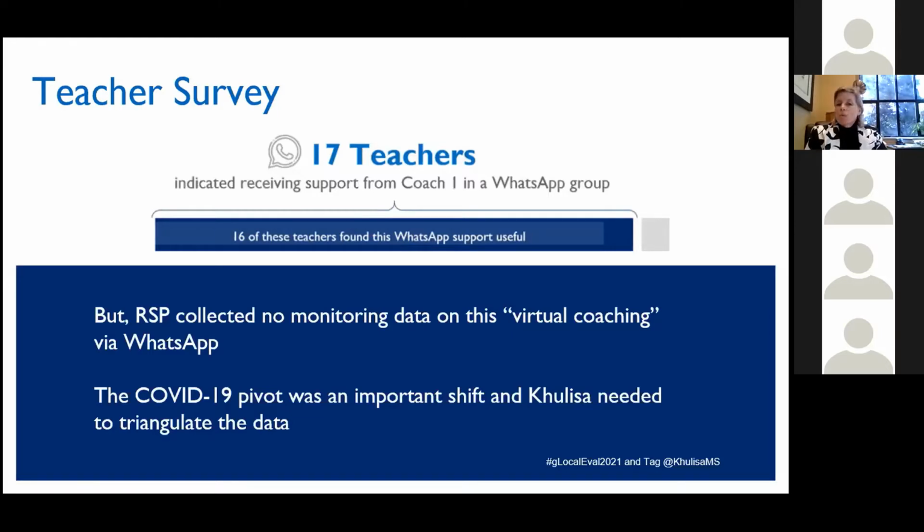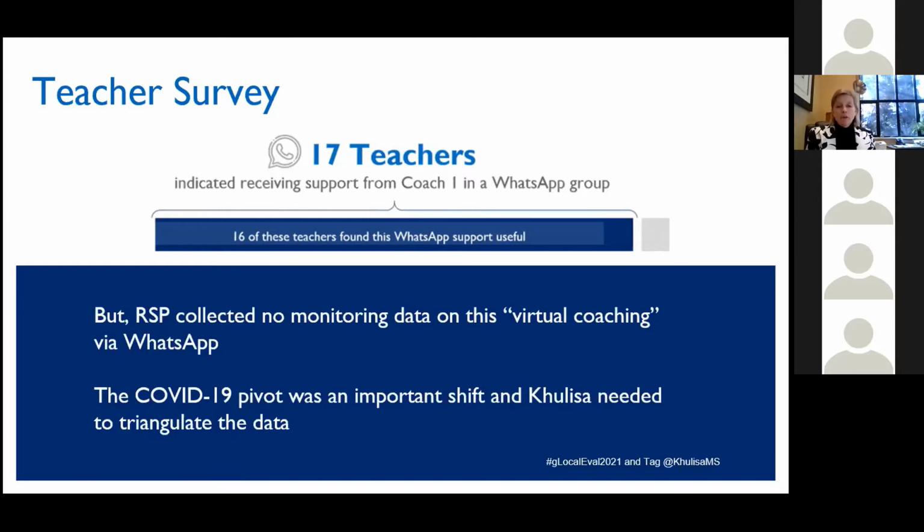And so when we were actually going out into the field to find out how this WhatsApp thing was working, we did a teacher survey and we matched the teachers to their coach. So 17 teachers were in our sample who were getting support from Coach 1. And so we asked them, was the support you were getting through WhatsApp useful? And 16 of the 17 found that the WhatsApp is useful. However, RSP didn't collect any monitoring data. So they pivoted to doing this, but they didn't record it anywhere. How many messages they were sending out, what types of messages, how the feedback was. They didn't have any monitoring data on the usefulness.